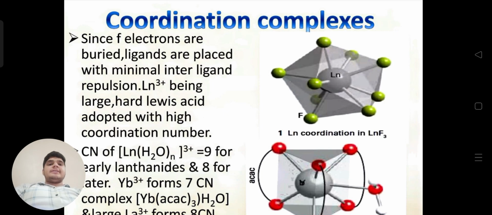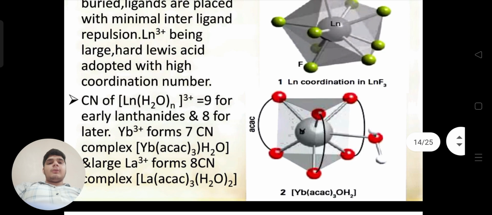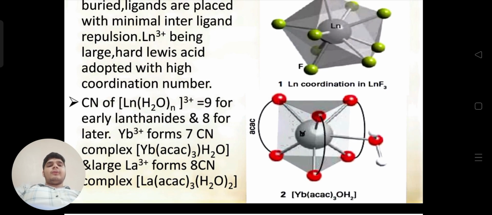Coordination complexes. Since f electrons are buried, ligands are placed with minimal interligand repulsion. The lanthanum 3+ ion, being a large hard Lewis acid, adopts a higher coordination number. The high coordination number of Ln(H2O)n with 3+ positive charge is equal to 9 for early lanthanides and 8 for the later ones. Whereas ytterbium forms a 7 coordination number complex with the formula Yb(acac)3(H2O), and large lanthanum 3+ forms an 8 coordination complex with the formula La(acac)3(H2O)2.